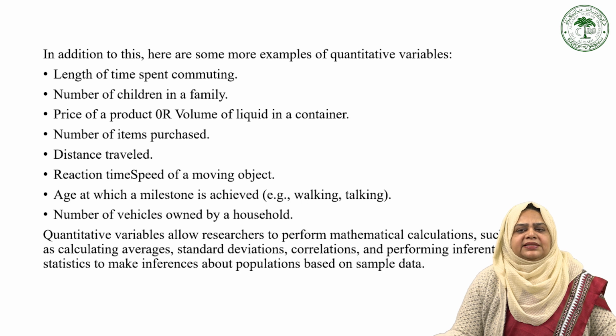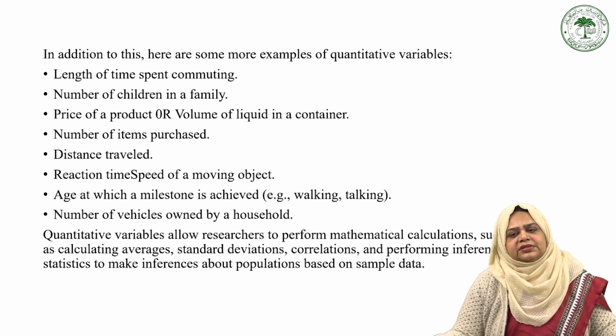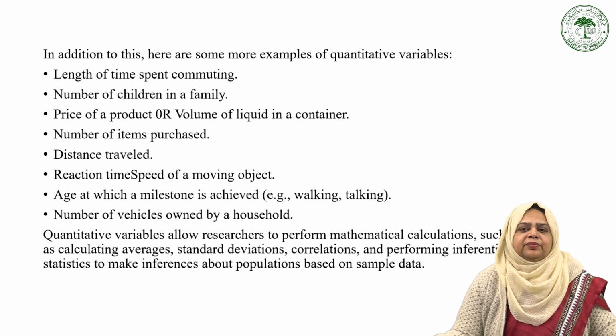For instance, by examining the average time it takes individuals to commute from one place to another, researchers can identify patterns and trends that may help improve transportation systems. Similarly, understanding the number of children in a family can aid policymakers in developing effective social programs and policies. Moreover, analyzing the price of a product can assist businesses in setting competitive prices and maximizing profits. So, quantitative variables play a significant role in scientific research.